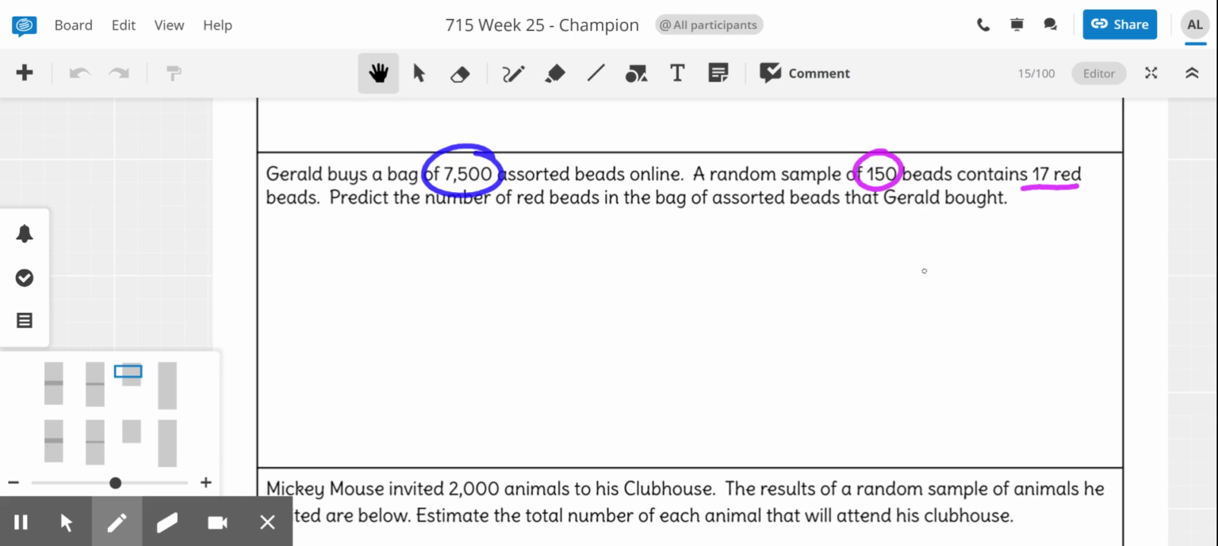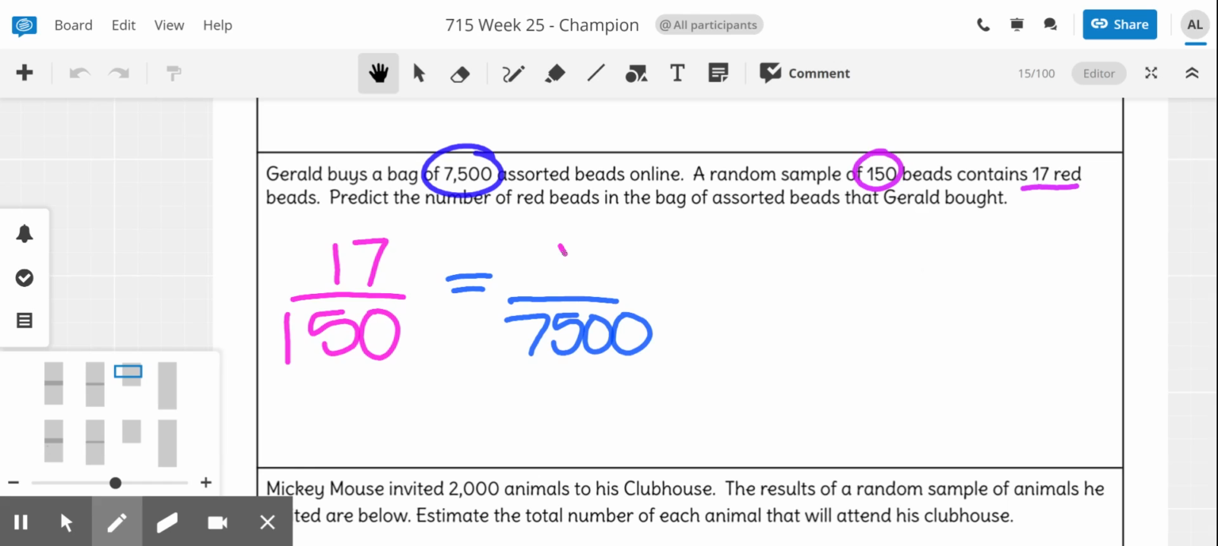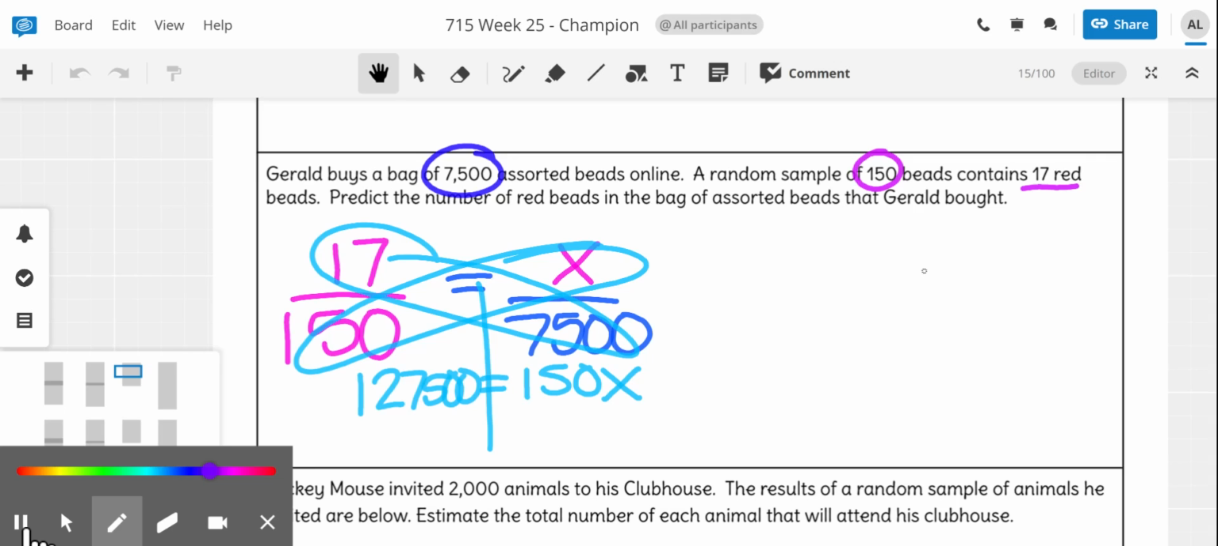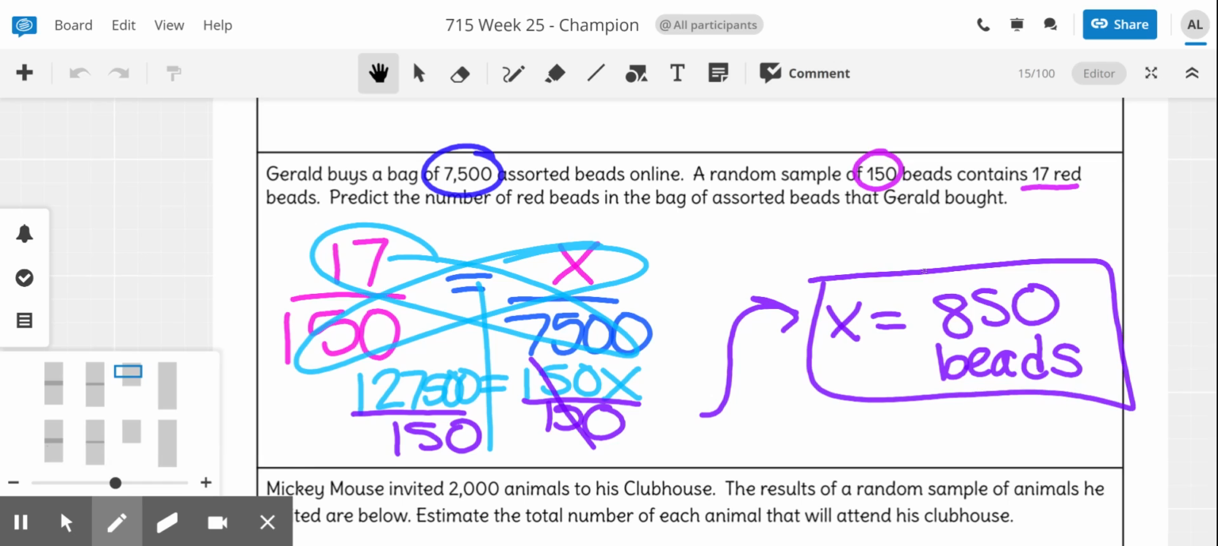Let's set this up like a proportion. 17 out of the sample of 150 is how many out of the actual bag of assorted? Let's set this equal by multiplying the diagonals. I get this, and then I solve by dividing both sides by 150. So now I can predict that proportionally there will be 850 red beads out of 7,500 assorted beads online.